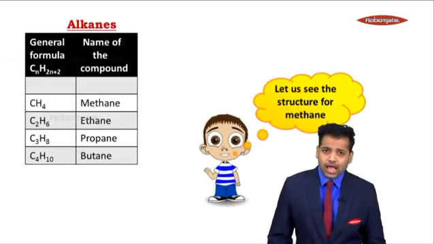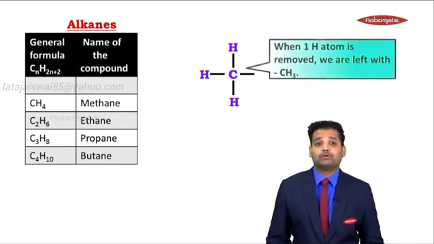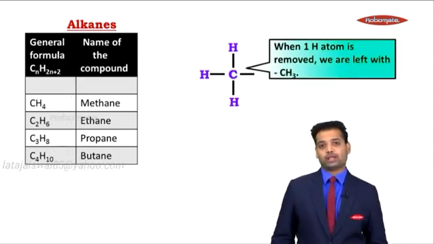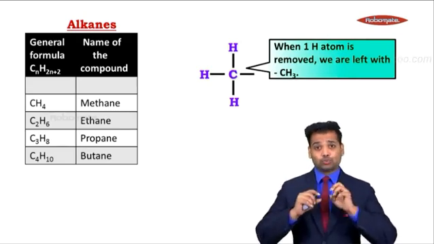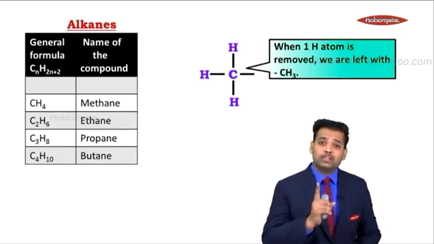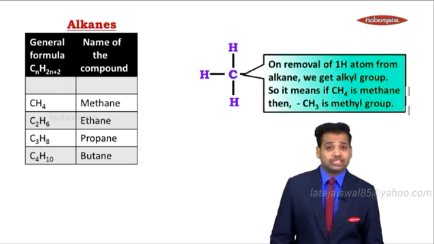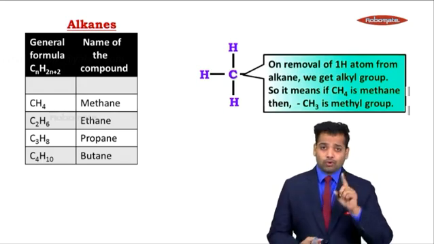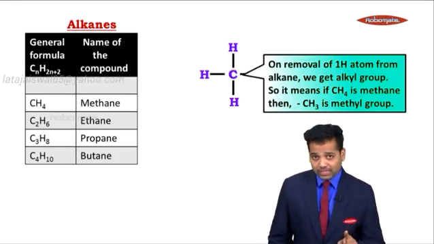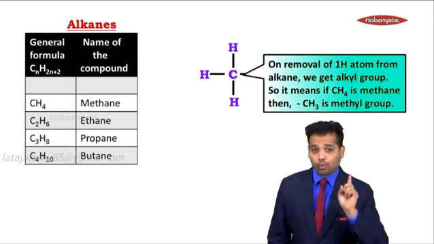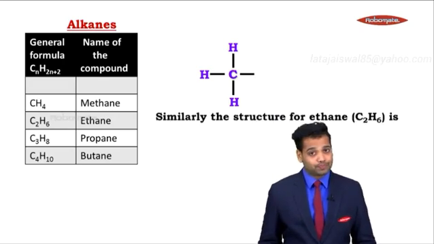Now imagine, let's see the structure of methane. Now imagine if I were to remove 1 hydrogen. If I were to remove 1 hydrogen, what would happen? Can I say the CH3 would become reactive as 1 hydrogen electron has gone, leaving behind 1 cross of carbon, making it reactive. So CH3 is reactive. On removal of 1 hydrogen atom from an alkane, we get an alkyl. So it means if I remove 1 hydrogen from methane, then CH3 is a methyl group.